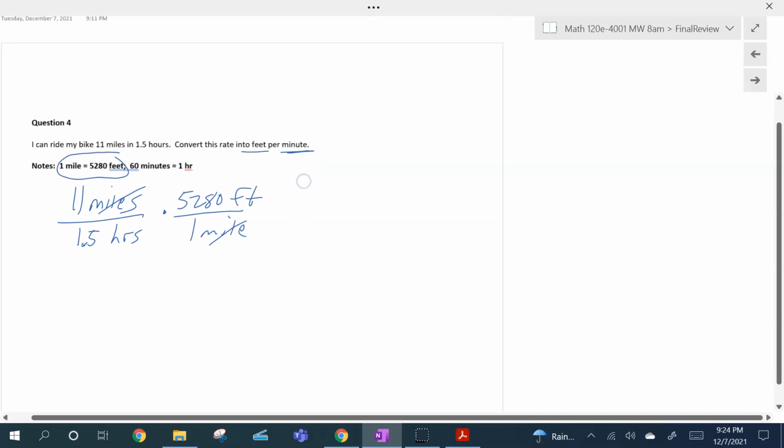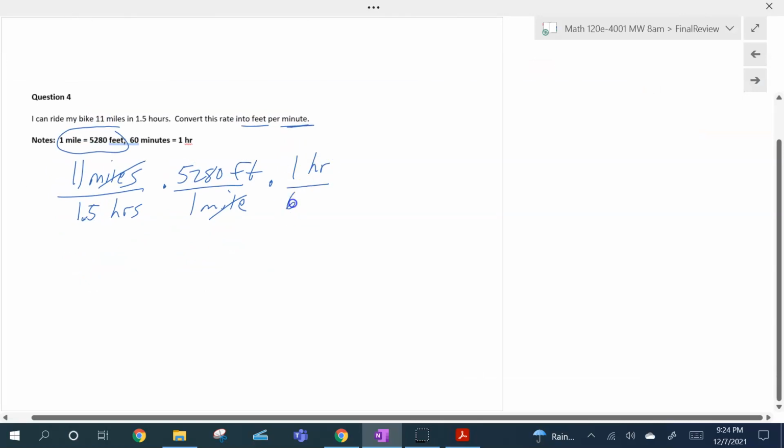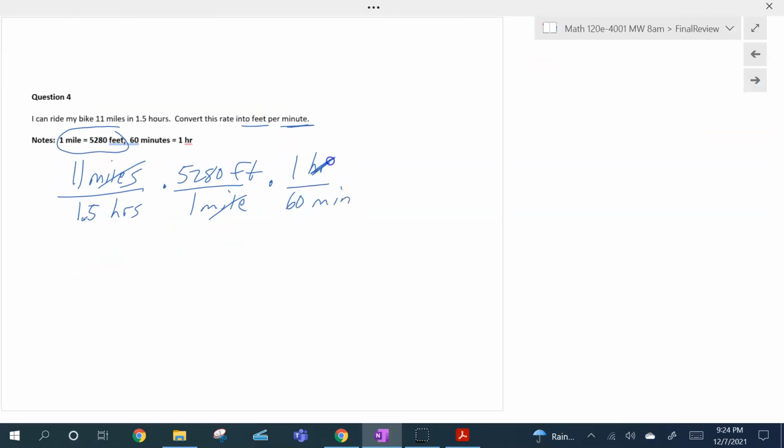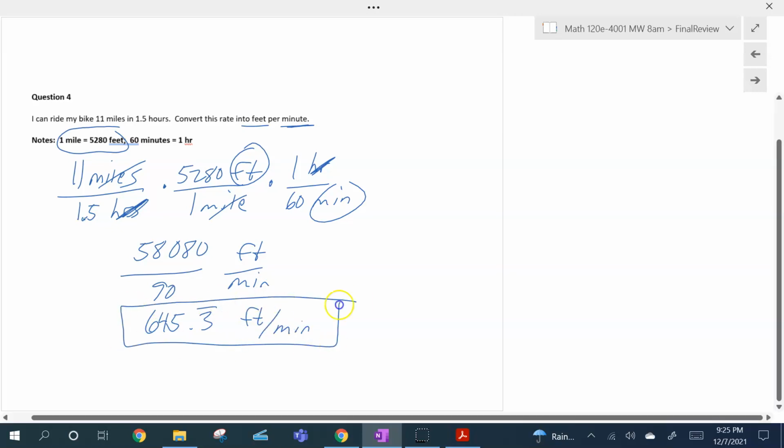For every 1 hour, we have 60 minutes. Notice our hour units are gone. So now we're in feet per minute, and we just have to multiply everything. We get 11 times 5280 times 1, so all my numerators, I get 58080, and then 1.5 times 1 times 60 is 90. Notice we're in feet per minute. So that's 645.3 repeated feet per minute.